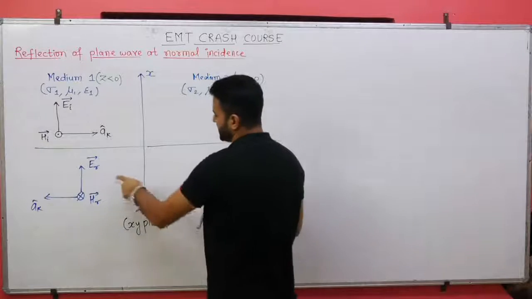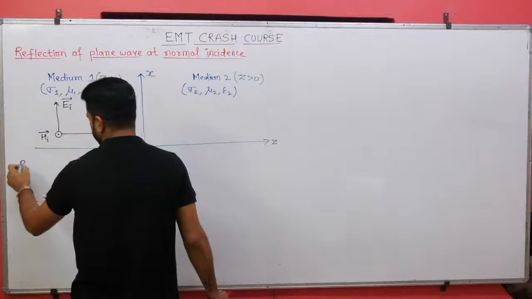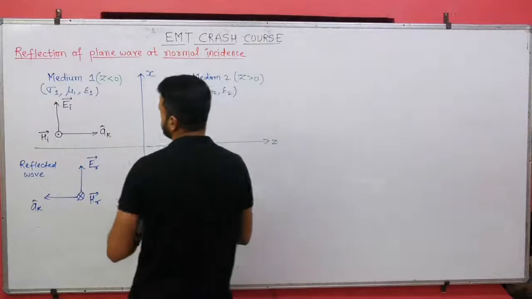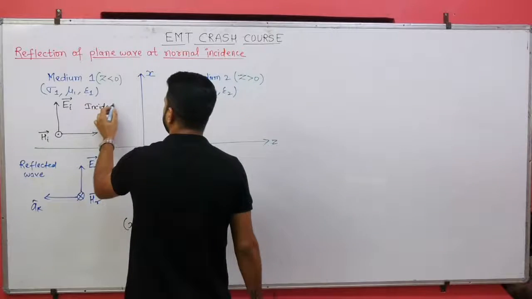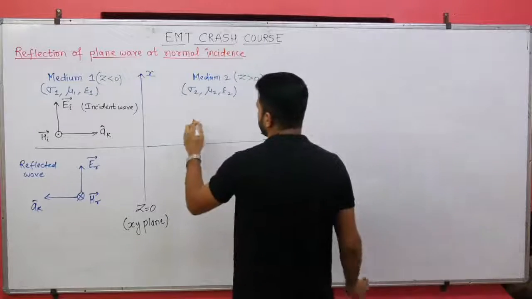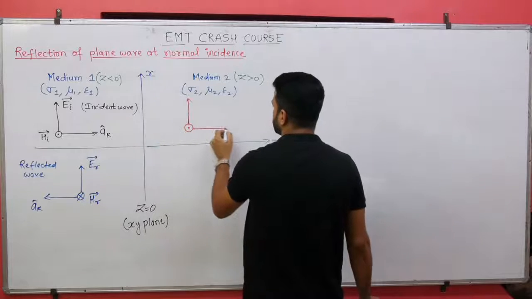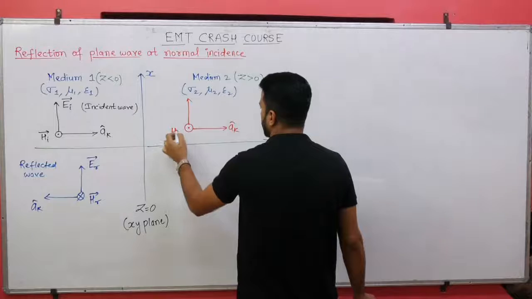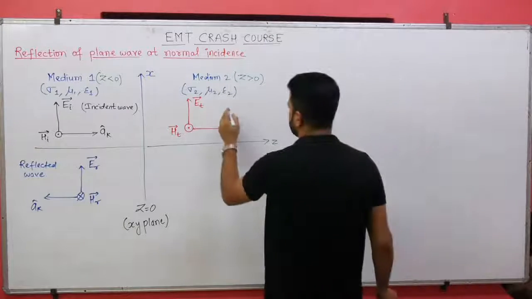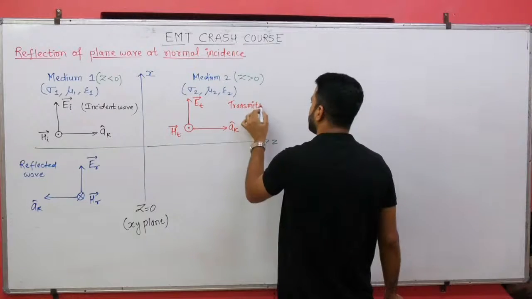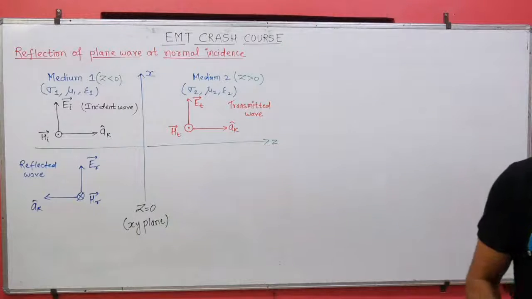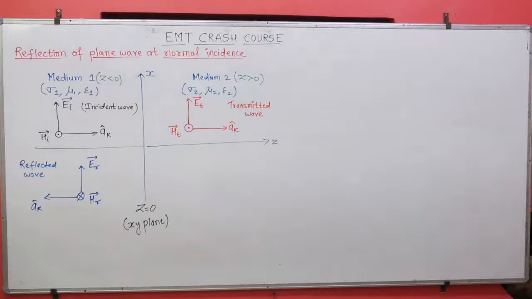This is the incident wave, this is the reflected wave, and now we are going to draw the transmitted wave. This is the reflected wave. This is the incident wave. And yes, we are having the transmitted wave, and transmitted wave and incident wave are having the same direction. Like this. So this is the transmitted wave. All of you got this point? Up to this point, is it clear?